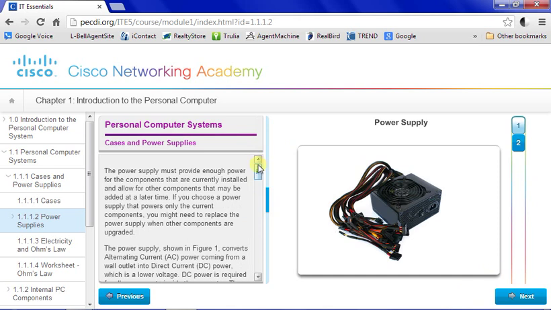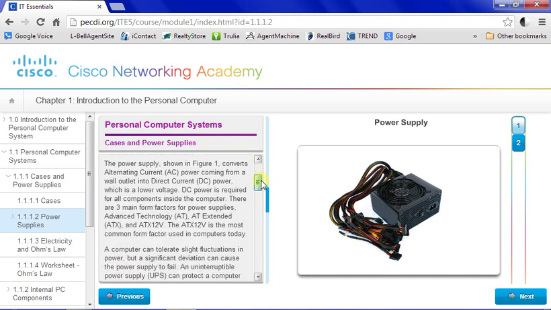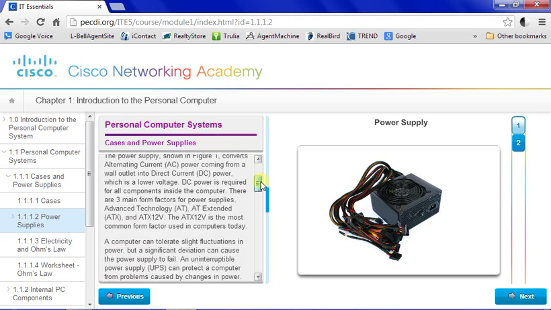And usually our power supply converts our AC power to DC power. Most of the components inside of our computer will run on DC power. So that's the main job that it is going to do. Again, if you have an ATX form factor for your computer, your form factor should be the same for your power supply and other components inside of the computer.